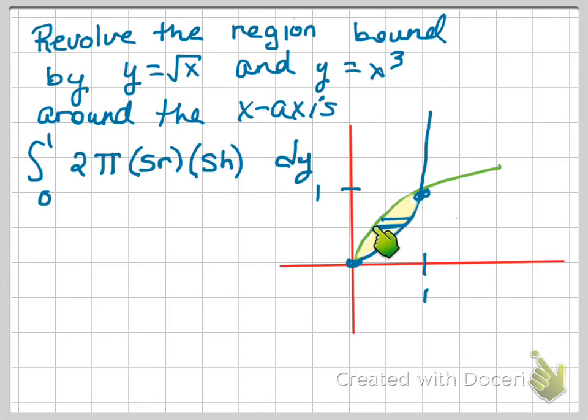Notice it doesn't matter where you're at, wherever your partition's at, if you're on the green curve or whether you're on the blue curve, that y value is still going to be the same. Right? The y value for the green curve right here is the same as the y value for the green curve right here. And this is a dy problem, so I can just use y for my shell radius. And once again, think about what this is going to look like.